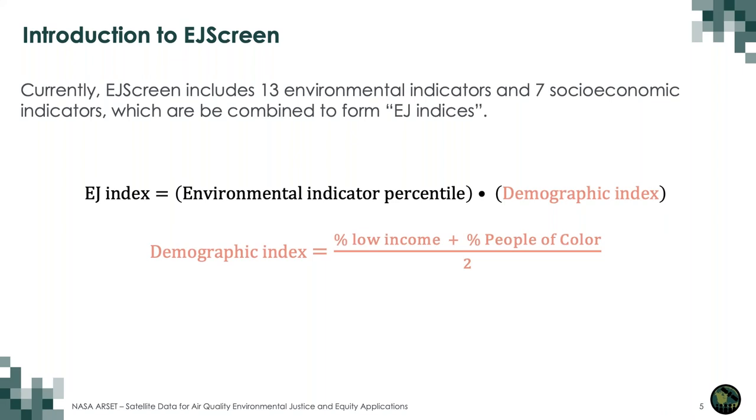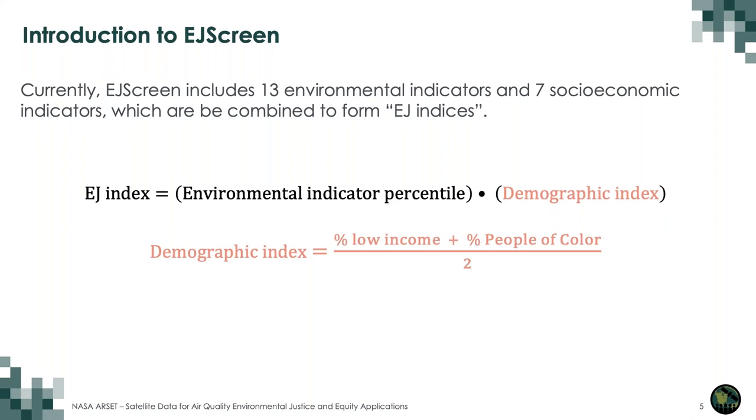Now, these indices are higher in block groups that have a larger number of mainly low income and or people of color and a higher environmental indicator value. The units of these indices, rather, are percentiles, which gives information about the percentage of census block groups in an underlying state or country that have a value for a given EJ index that is less than the value for a particular block group of interest.